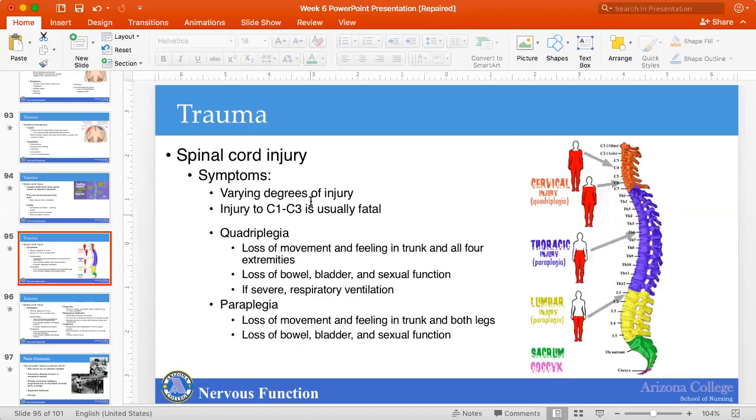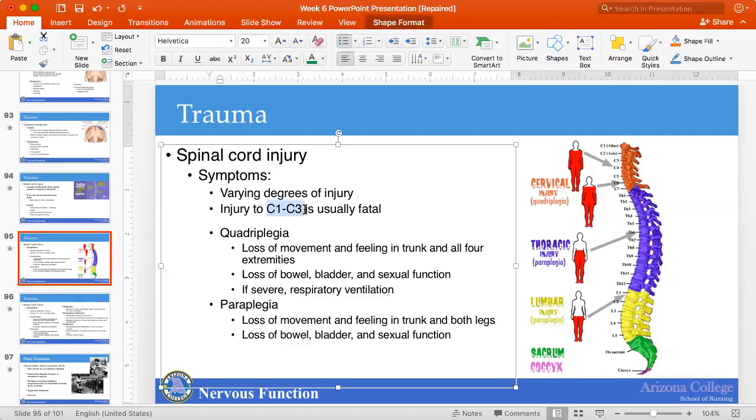Okay, so going here, symptoms, varying degrees of injury. And you see here, C1 to C3 is usually fatal. The only way that a C1 to C3 injury isn't fatal is if they're put on ventilation because they're unable to actually breathe on their own. And you may have probably heard the term quadriplegia and paraplegia.